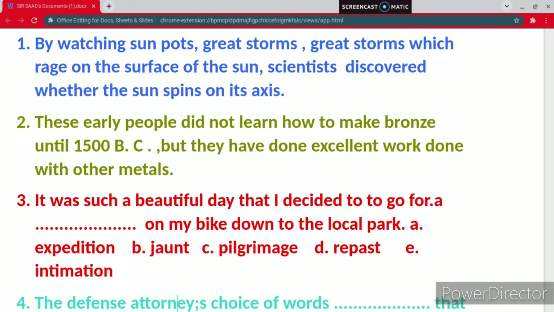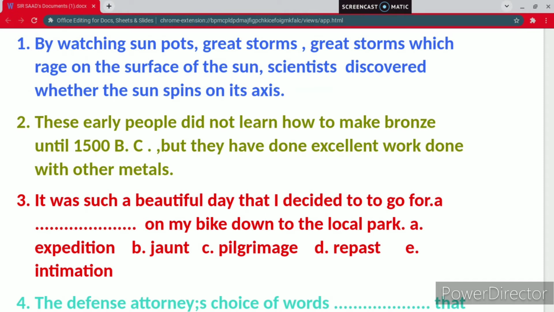So here we have a tense mistake. And in the first sentence, we have a connecting word mistake: that was required, not whether.